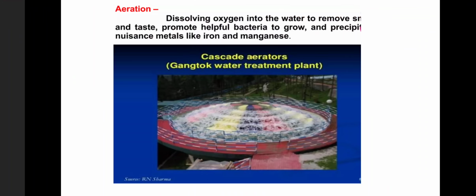magnesium. Here I have shown the cascade aerators, which are also placed in the Gangotic water treatment plant, which is present near the Ganga river. Here the water is allowed to flow in a step-by-step manner in the form of a cascade. The air is infused inside it.